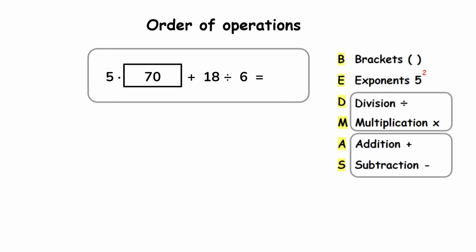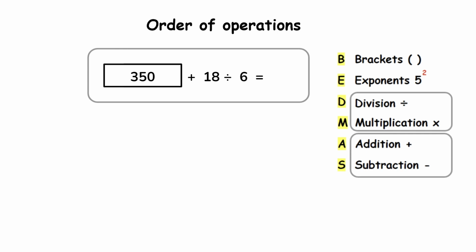If you said that I should multiply next, you are correct. Even though division is higher on the list, remember, if your problem has both division and multiplication, you need to solve whichever operation is furthest to the left. And in this case, that would be multiplication. And 5 multiplied by 70 equals 350.